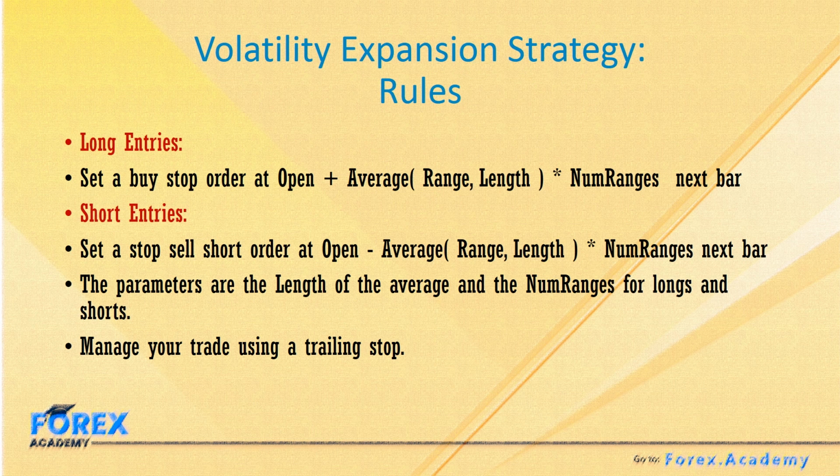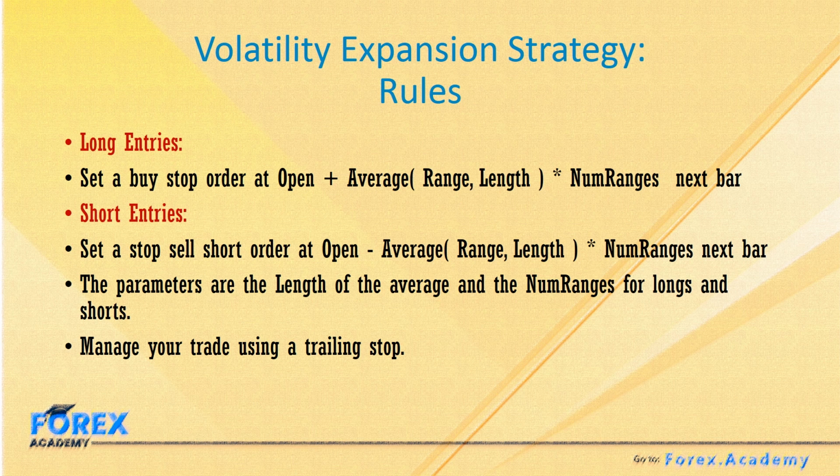These are the rules for the volatility expansion strategy. Long entries: set a buy-stop order at the open plus the average true range of the length parameter multiplied by the NR ranges parameter, next bar. Short entries: set a sell-short stop order at the open minus the average true range of the length parameter multiplied by the NR ranges parameter, next bar.